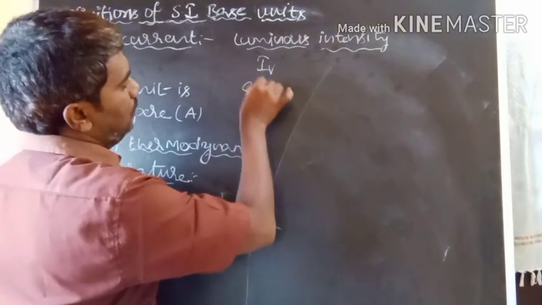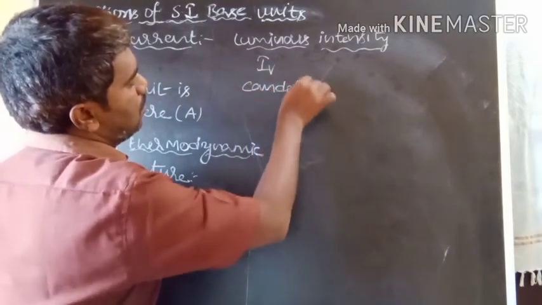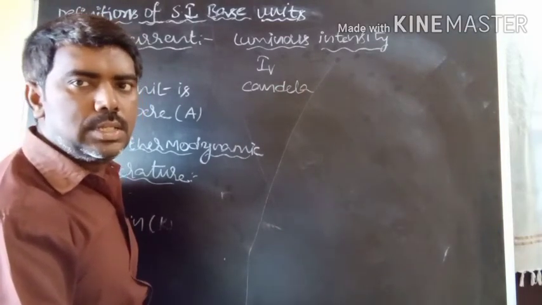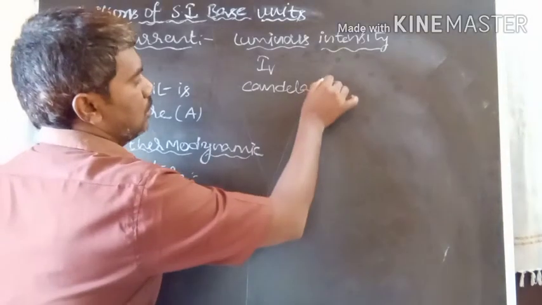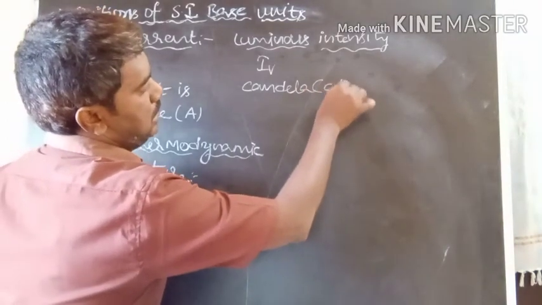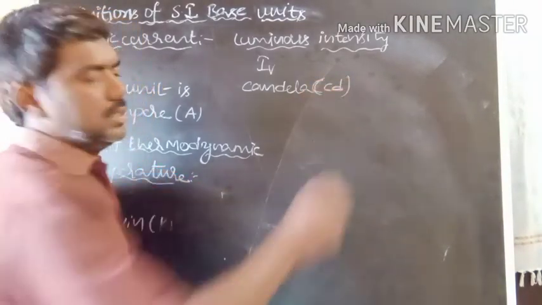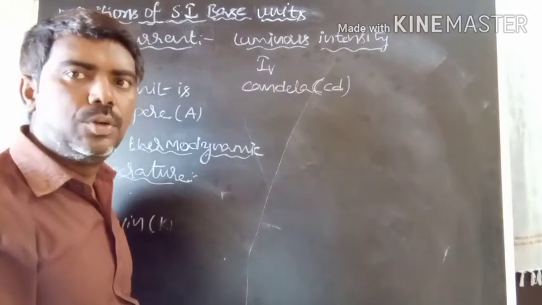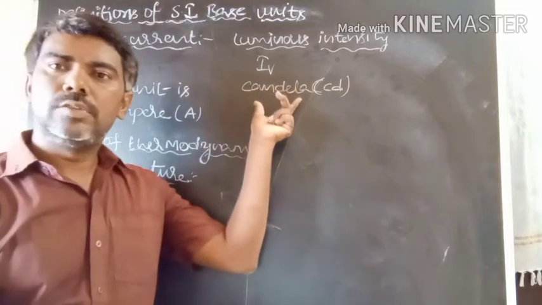The SI unit of luminous intensity is candela. Then what about the symbol of the candela? CD. CD is the SI unit symbol of candela. Okay now, then what about the definition of candela?